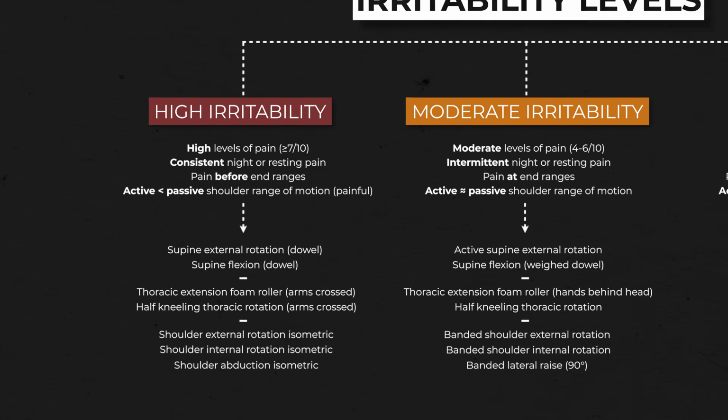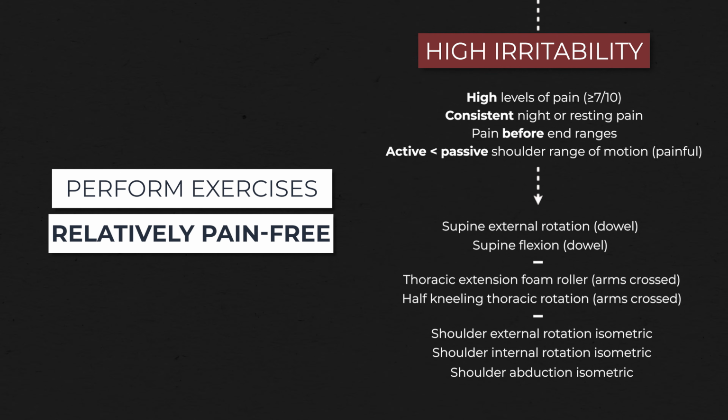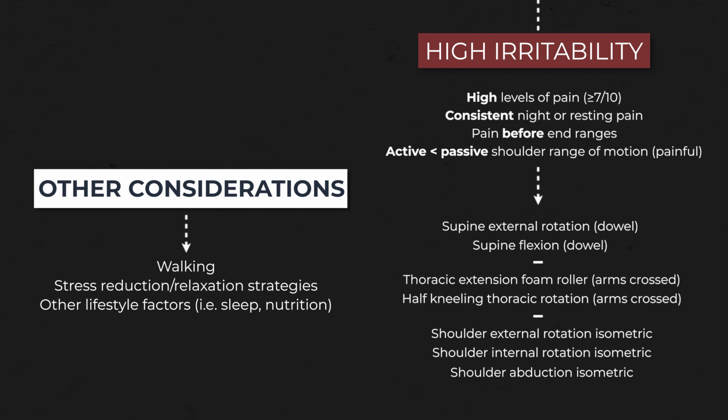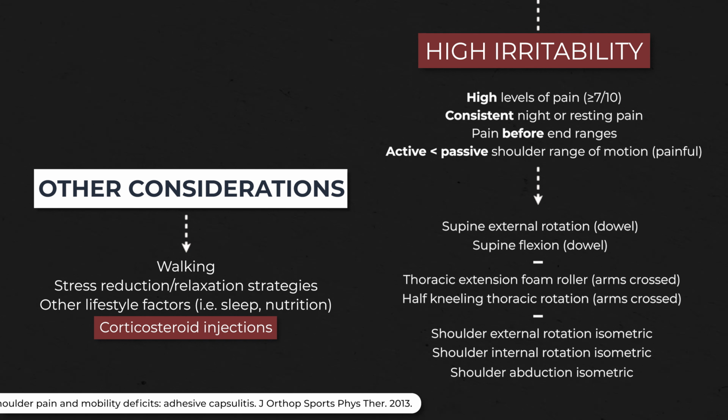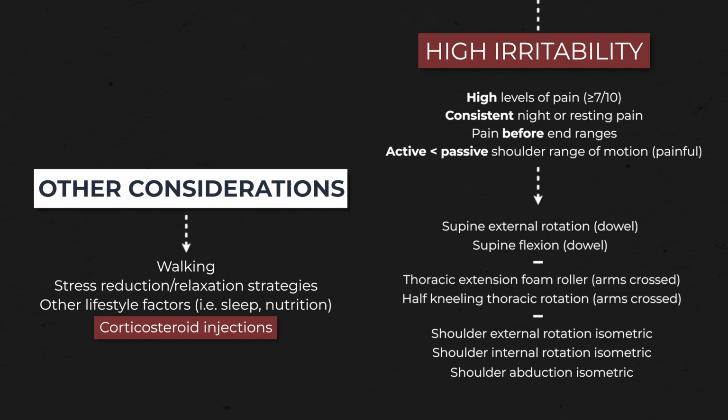When irritability is higher, focus on performing relatively pain-free shoulder and thoracic range of motion exercises and shoulder isometrics. Since pain may limit activities, strongly consider walking more and implementing strategies to reduce stress. In addition, corticosteroid injections may provide short-term benefits since they can help dampen the inflammatory response and reduce pain.